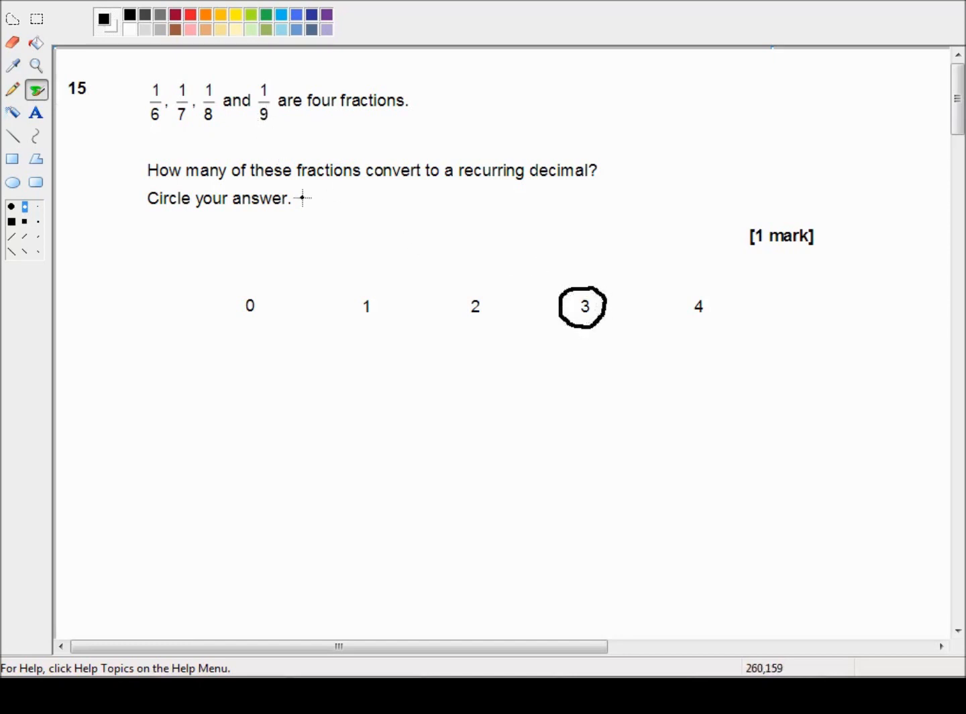But what if you didn't know that? Is there an easy way you could have figured that out? Well, as it happens, yes there is.